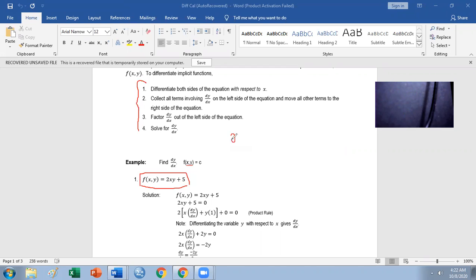The first step is just to set this to 0. If you have f(x,y) equal to 0, then get the derivative of the left and the right side. 2 times x, that's the derivative of a product, x times y prime plus y. The derivative of x is 1, plus 0. The derivative of 5 is 0, equals the derivative of 0 is 0. And of course, you can solve for y prime here. Y prime is just what? Negative y over x.